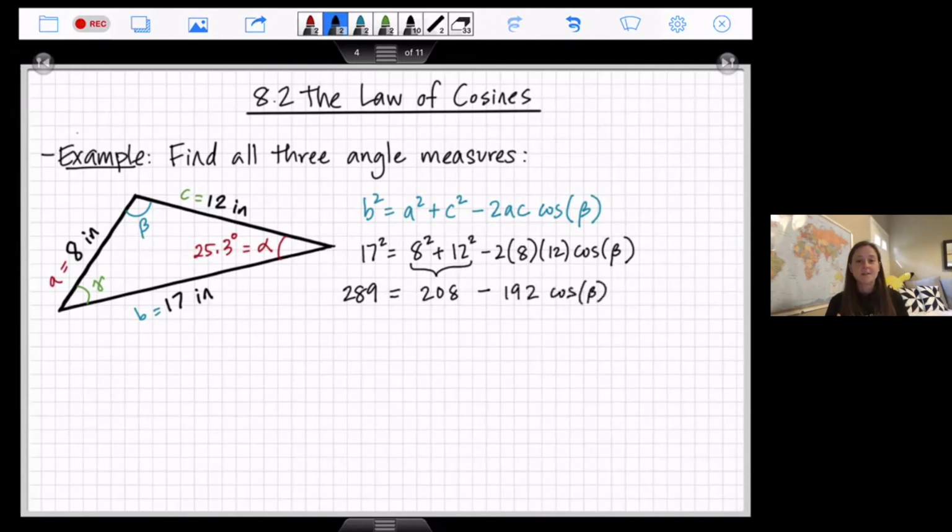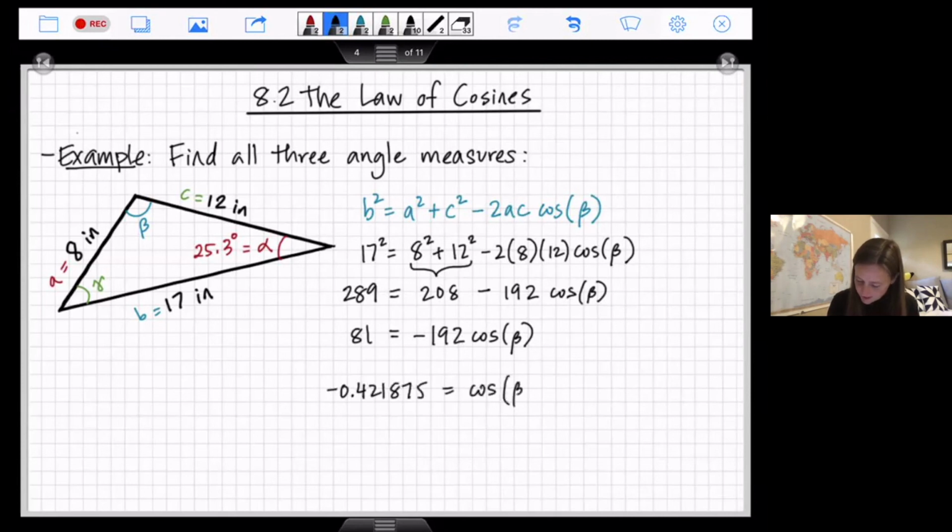And then everything else is going to look very familiar. I'm going to subtract 208 from both sides. So 289 minus 208, I get 81. I got negative 192 cosine beta. Then we're going to divide both sides by negative 192. So 81 divided by negative 192, and I get negative 0.421875. Again, you can just keep the decimals in your calculator. You don't have to write them all down here like I did.